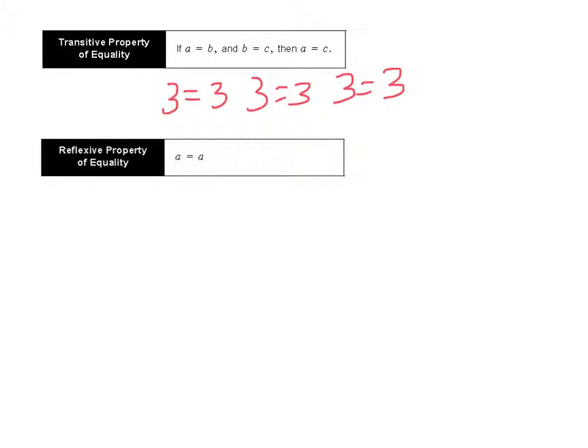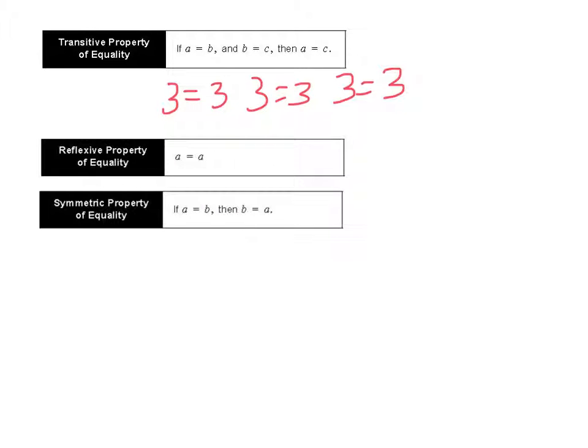Transitive property. If A equals B, let's keep it simple, say 3 equals 3, and B equals C, so 3 equals 3, then A equals C. Sure enough. Seems a little silly. Another property we run across is reflexive. Anything equals itself. And the symmetric property is real similar. If A equals B, then B equals A.